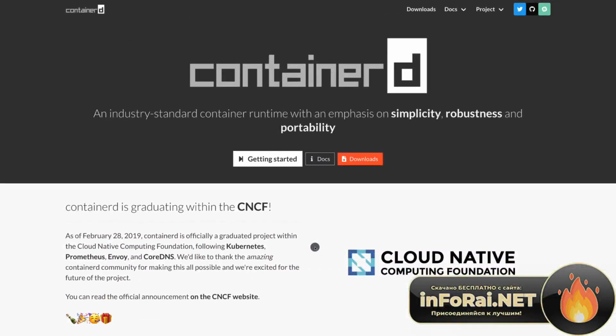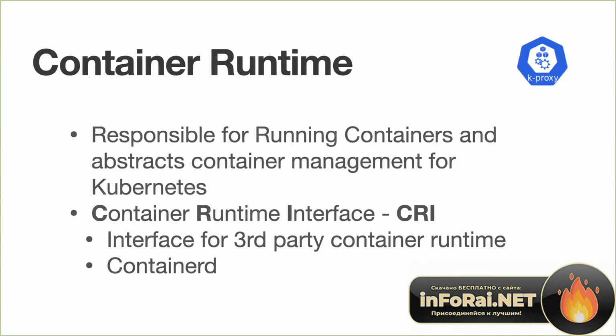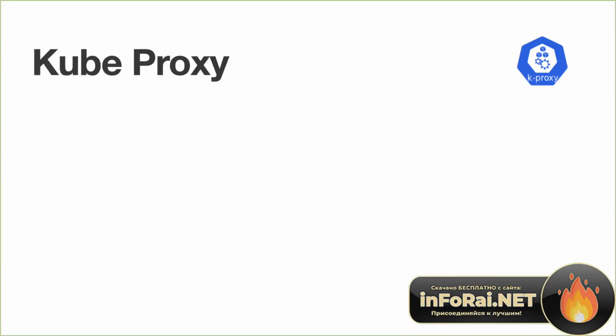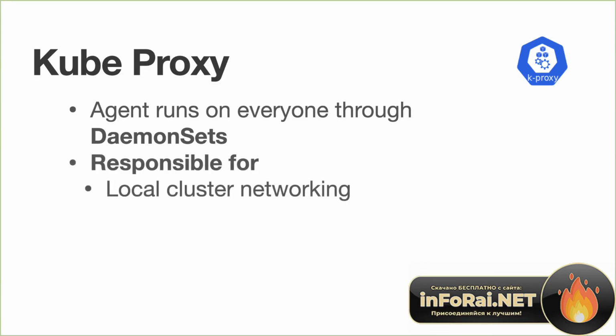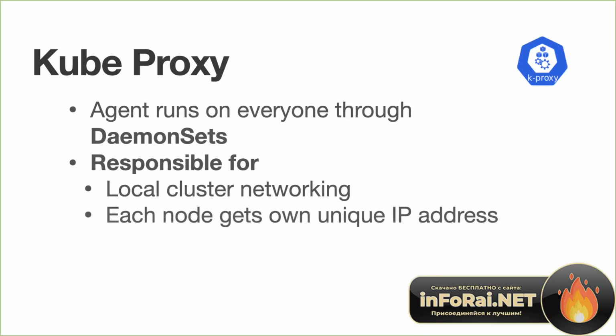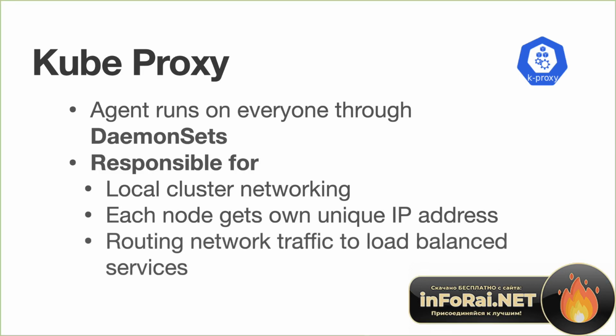If I go back to the slides and move on to the last component within the worker node, which is the kube proxy. The kube proxy is an agent that runs on every node through a daemon set, and it's responsible for local cluster networking. It makes sure that each node gets its own unique IP address, and it's also responsible for routing network traffic to load balance services. So you're going to learn about all of this in a second.